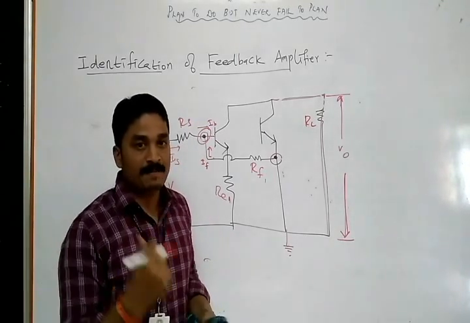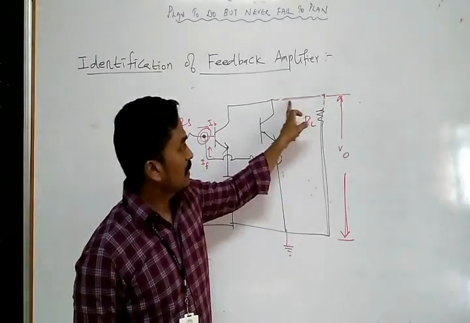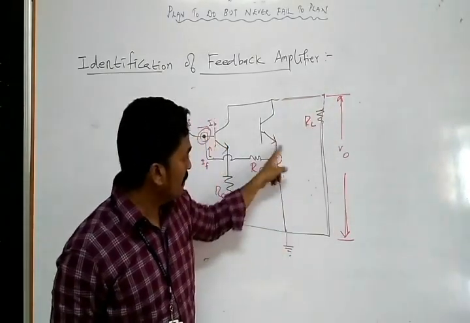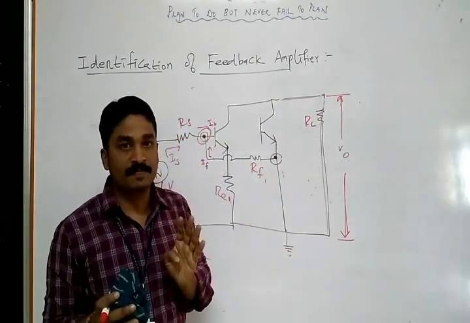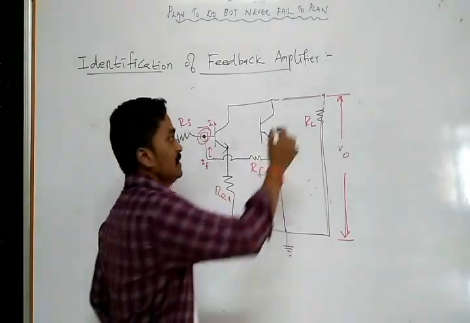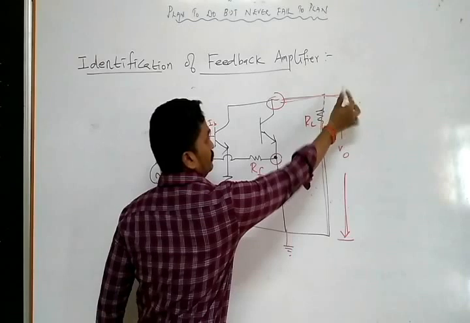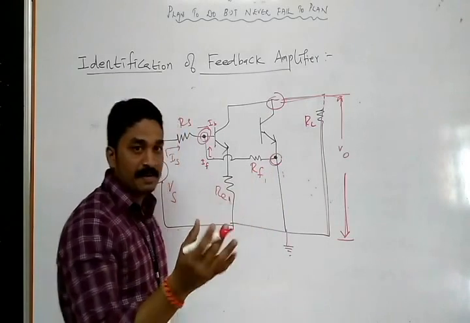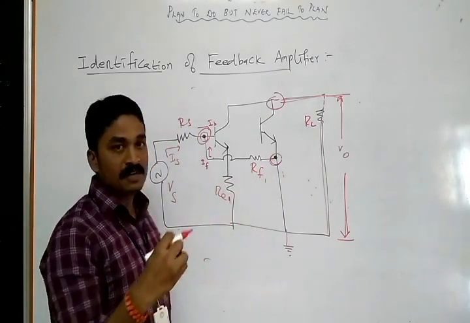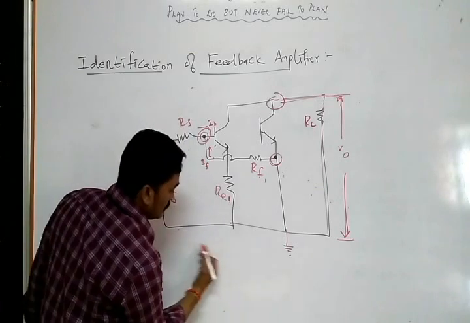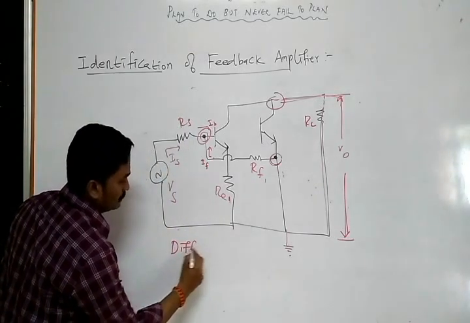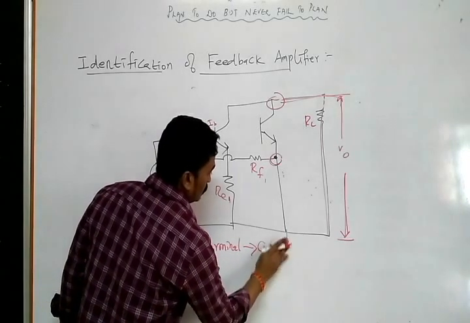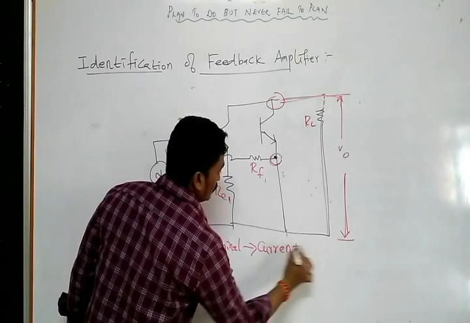To identify what type of sampling, first thing, you see the output terminal and the feedback terminal. If the output terminal and the feedback terminal are different terminals, then that is called current sampling, because the output is across the collector terminal, but the feedback goes from the emitter terminal. So this and this are different terminals. So this type of different terminal is actually called current sampling.